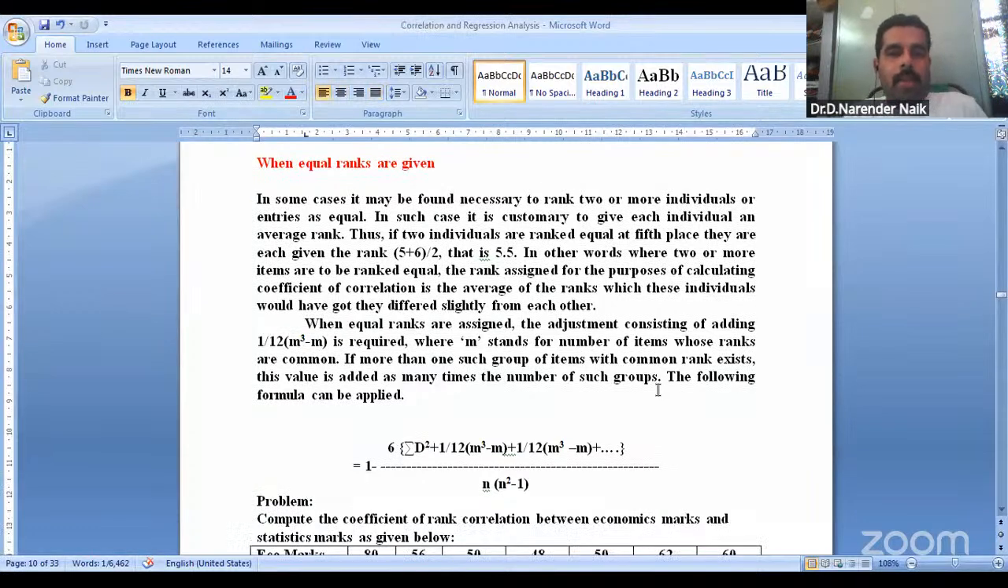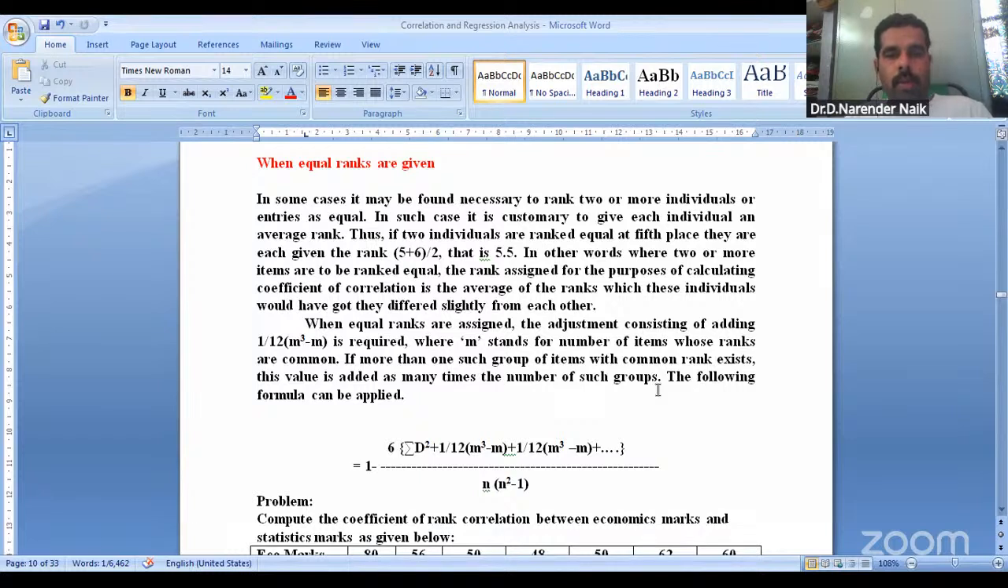In some cases, it may be found necessary to rank two or more individuals or entries as equal. In such a case, it is customary to give each individual an average rank. Thus, if two individuals are ranked equal at fifth place, they are each given the rank that is 5 plus 6 by 2, that is 5.5.